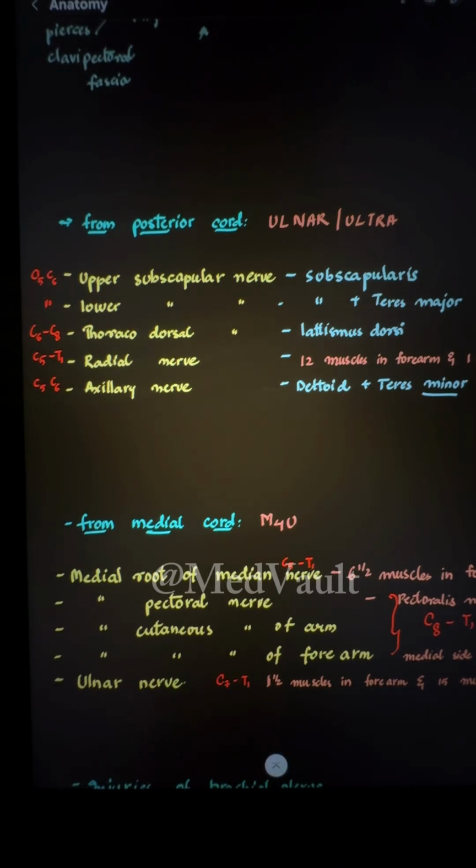Next, we have the axillary nerve, which supplies the deltoid muscle as well as the teres minor. As I said, teres major is supplied by the lower subscapular nerve, so teres minor is supplied by the axillary nerve. We need to remember this, okay?